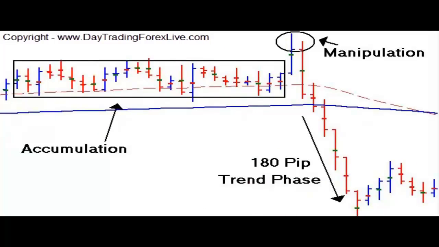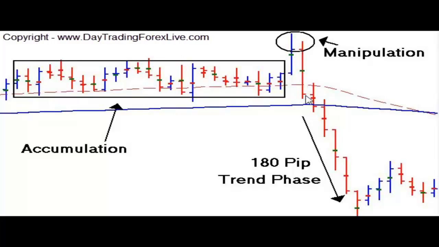Going back to the first chart, I wanted to point this out. This was a trade that we actually did take in the room. We, I believe, lost 12 pips on this one initially. The market pushed up, looked like this was accumulation, and it was going to start to run here. But actually, that was just manipulation. I got faked out on that manipulation.